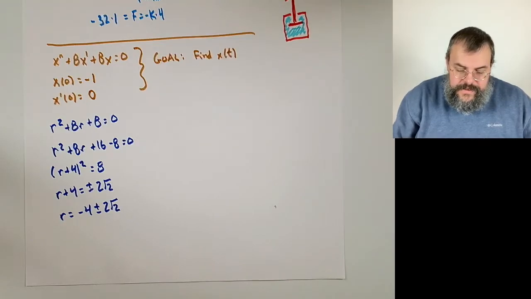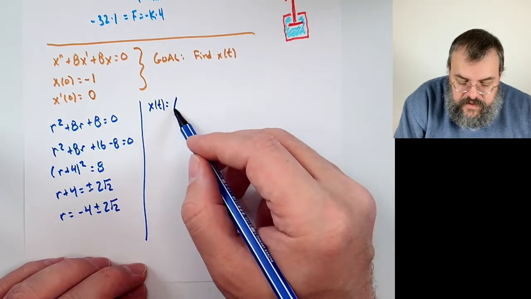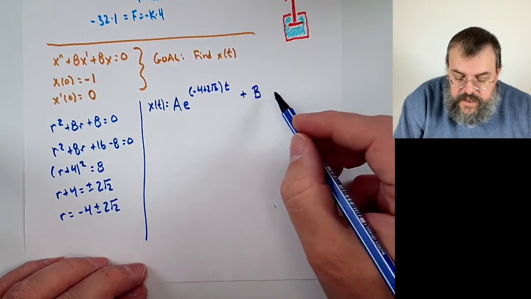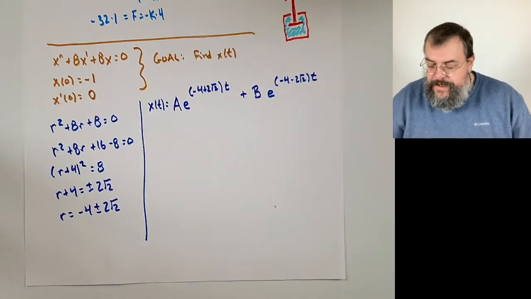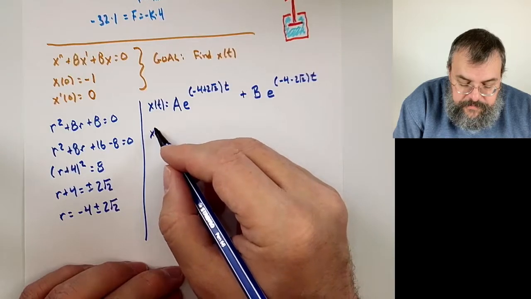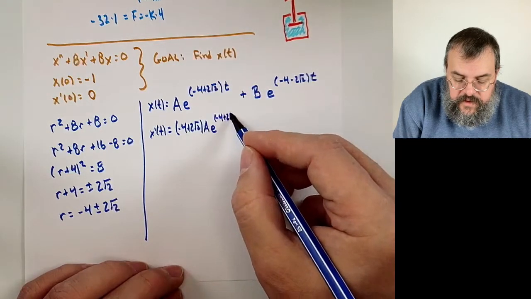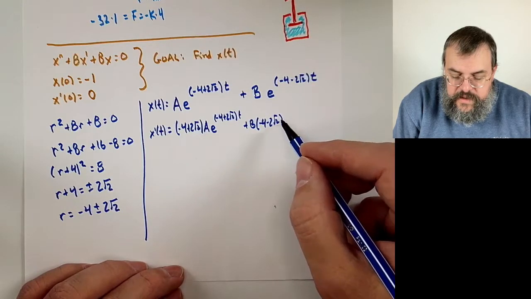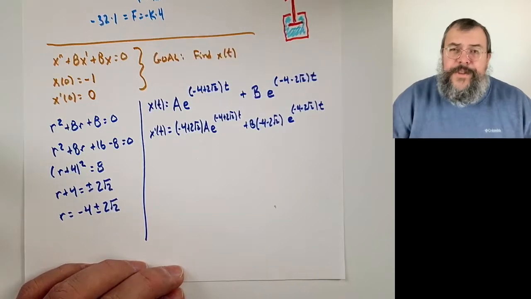All right, well, so we have our two roots. So our solution, x of t, is some constant a, e to the minus 4 plus 2 root 2 times t, plus some other constant b, e to the minus 4 minus 2 root 2 times t. All right, well, great. And now we have to do our initial conditions. We'll need x prime. So x prime of t is minus 4 plus 2 root 2, a, e to the minus 4 plus 2 root 2 t, plus b, minus 4 minus 2 root 2, e to the minus 4 minus 2 root 2 t. I don't know why I wrote this times a and this b times that. That's all right. Everything's there.